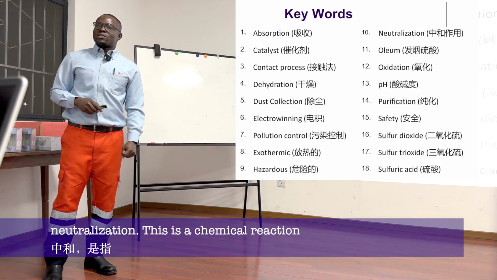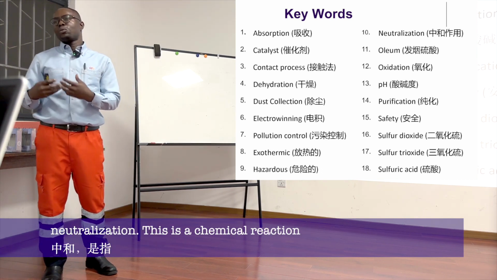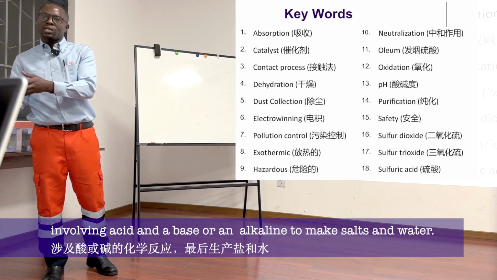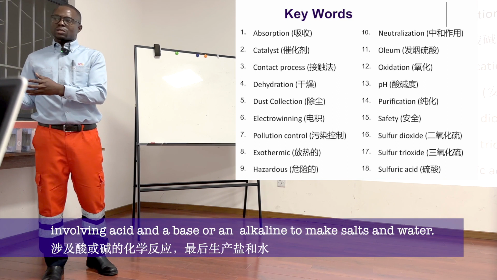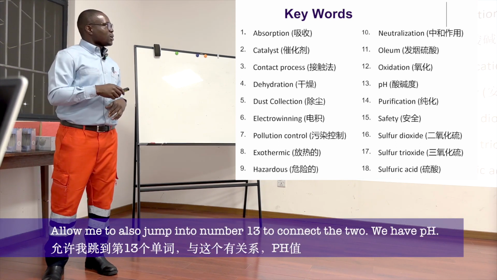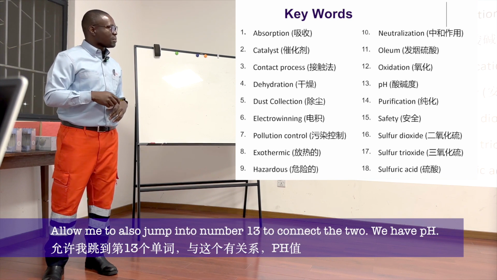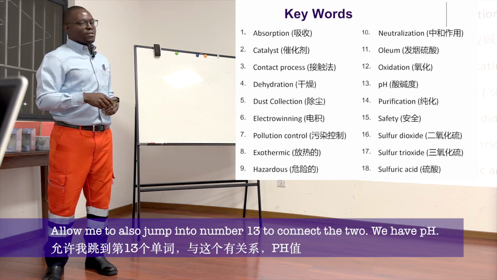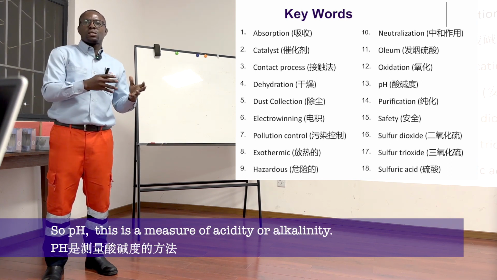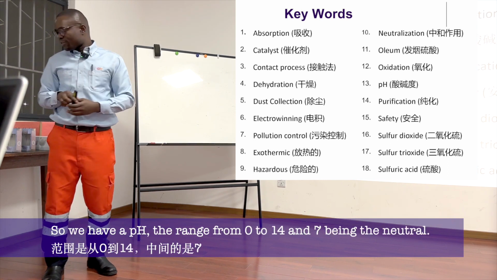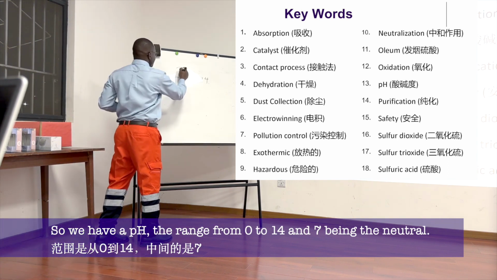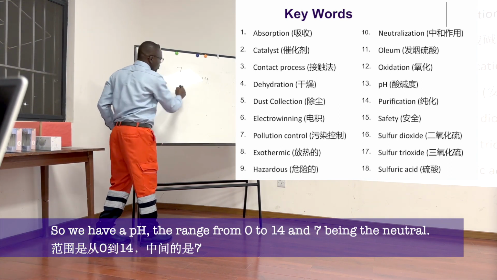Danger. Neutralization. This is a chemical reaction involving acid and a base or an alkaline to make salt and water. In simple terms, trying to make something neutral. So allow me to also jump into number 13 to connect the two. We have pH. So pH, this is a measure of acidity or alkalinity. We have a pH range from 0 to 14, and 7 being the neutral.